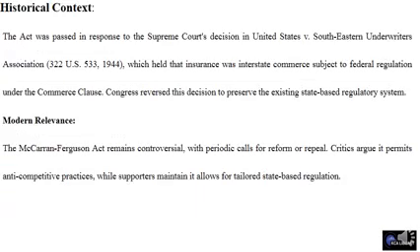The act was passed in response to the Supreme Court decision in United States versus Southeastern Underwriters Association, that is 322 US 533, 1944, which held that insurance was interstate commerce subject to federal regulation under the Commerce Clause. Congress reversed this decision to preserve the existing state-based regulatory system. As for modern relevance, the McCarran-Ferguson Act remains controversial with periodic calls for reform or repeal. Critics argue it permits anti-competitive practices, while supporters maintain it allows for tailored state-based regulations.